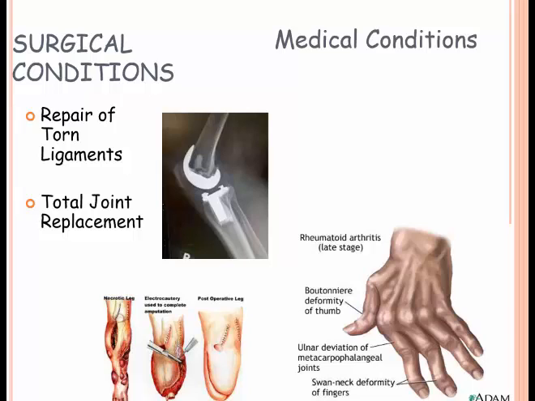Another example of a surgical condition is amputation. Amputation can be necessary due to trauma, inadequate blood flow, or malignant growth. This is depicted on the bottom of your slide. After surgery, physical therapy is necessary to regain function and includes the use of prosthetics, or an artificial limb, and ambulation and functional training.